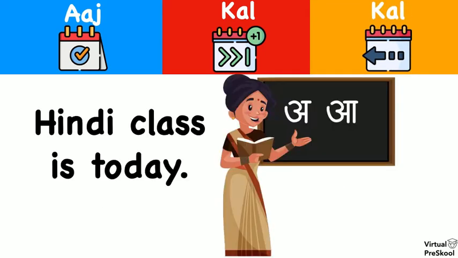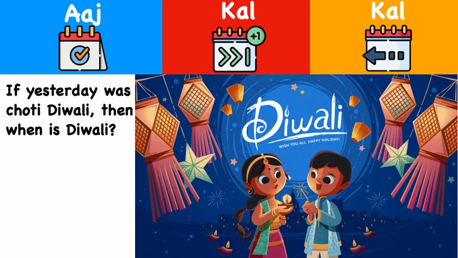First problem, Hindi class is today. How do we say today in Hindi? Is your answer aaj, lal kal, or narangi kal? Today in Hindi is aaj, right? If yesterday was Choti Diwali, then when is Diwali? Remember, Choti Diwali is the day before Diwali, so then the answer would be aaj, today.